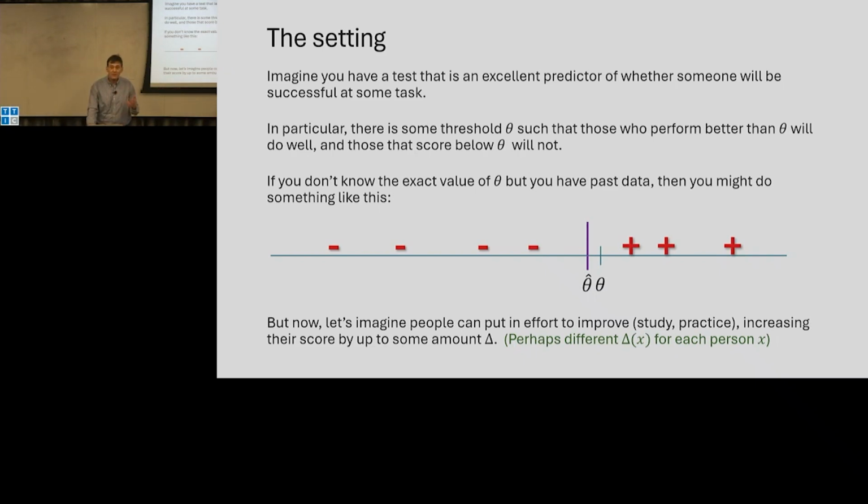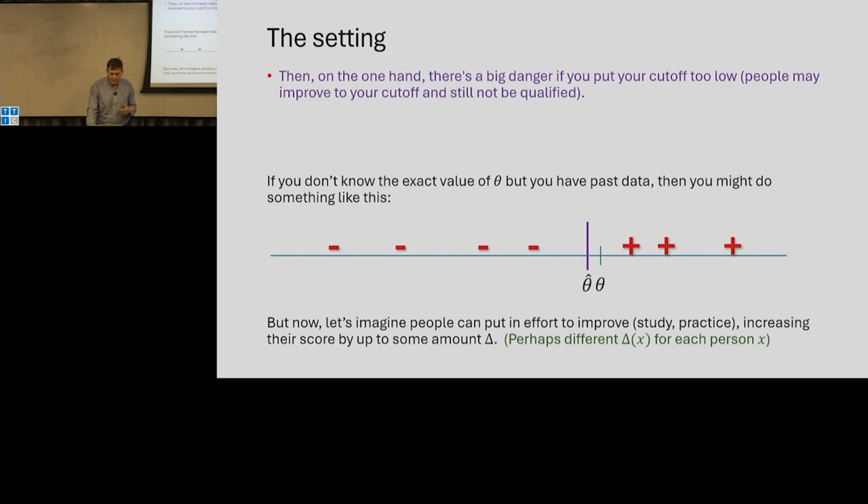Okay, so suppose we're in that kind of world. There's two things. On the one hand, there's actually a big danger if you put your cutoff too low. Imagine if your cutoff is below the actual true value needed to do well in the class, then people will study up to passing the test, which might not be good enough. If they're not qualified, they'll study to be able to pass your test, but then they still won't do well.